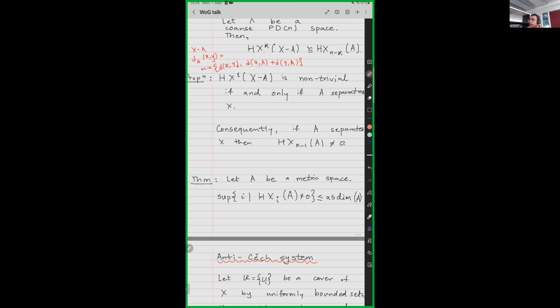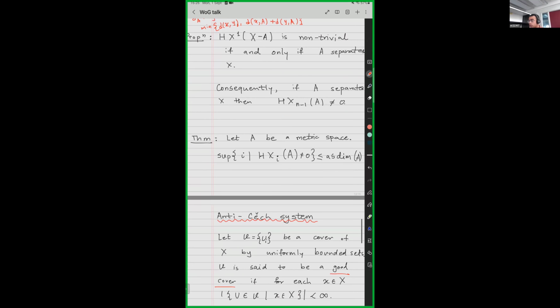Okay. So now I'm going to share a bit more about how you can go about proving this theorem.